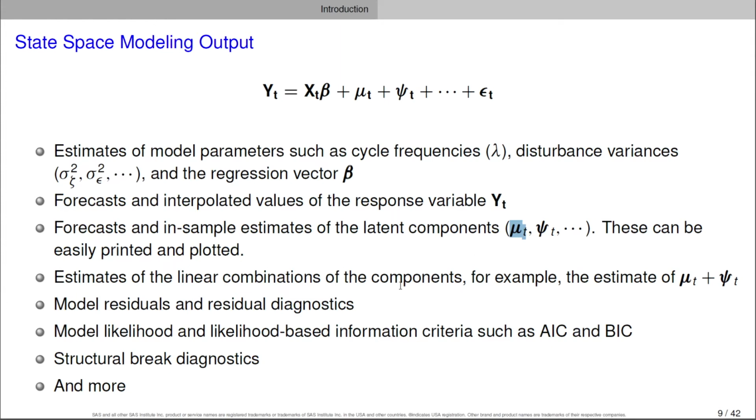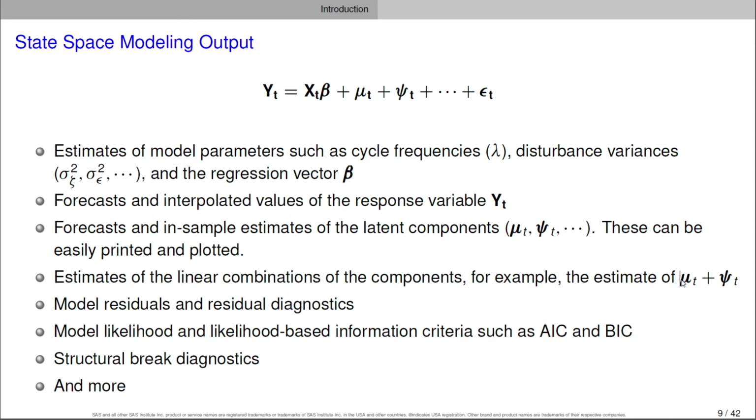Similarly, estimates of linear combinations of these components can also be obtained. For example, you can have an estimate of trend plus cycle. You might think, what's so difficult? Once we know mu_t and psi_t, what's the problem with getting an estimate of mu_t plus psi_t? Of course, the estimate of mu_t plus psi_t is just the sum of the estimates of mu_t and psi_t. But the standard errors of these estimates are more difficult to compute because the estimated mu_t and psi_t are correlated estimates. So in addition to the estimate of mu_t plus psi_t, you also get standard errors of these estimates.